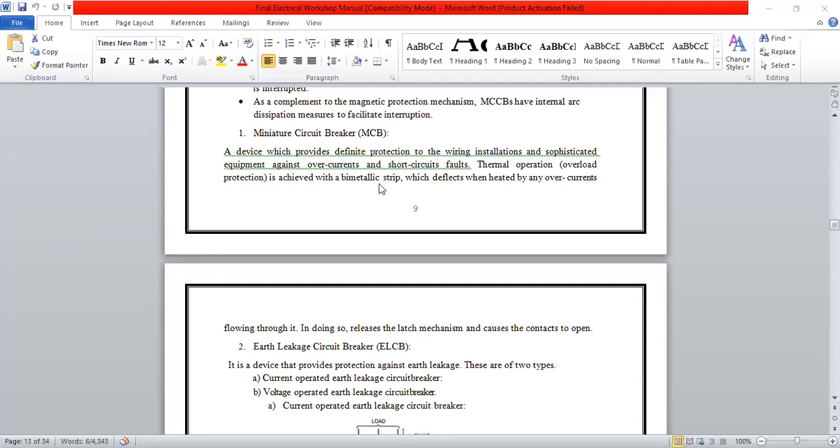Again, same principle as that of MCCB, which deflects when heated by an overcurrent flowing through it, and in doing so releases the latch mechanism and causes the contact to open. So some latch mechanism is there, and due to that it will open its contact. So this is the simple miniature circuit breaker. Generally this circuit breaker is used in your home appliances to provide protection to your home appliances.